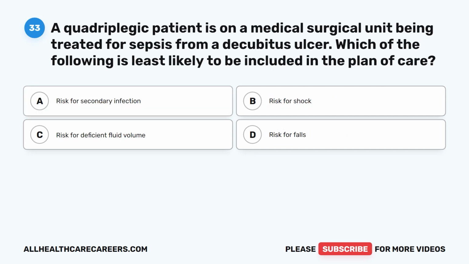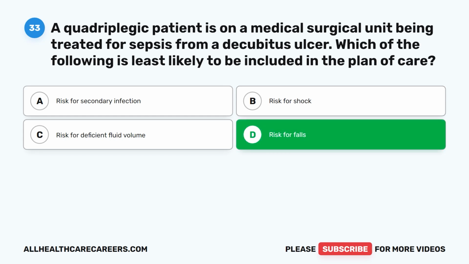Question 33. A quadriplegic patient is on a medical surgical unit being treated for sepsis from a decubitus ulcer. Which of the following is least likely to be included in the plan of care? A. Risk for secondary infection. B. Risk for shock. C. Risk for deficient fluid volume. D. Risk for falls. The correct answer is D.